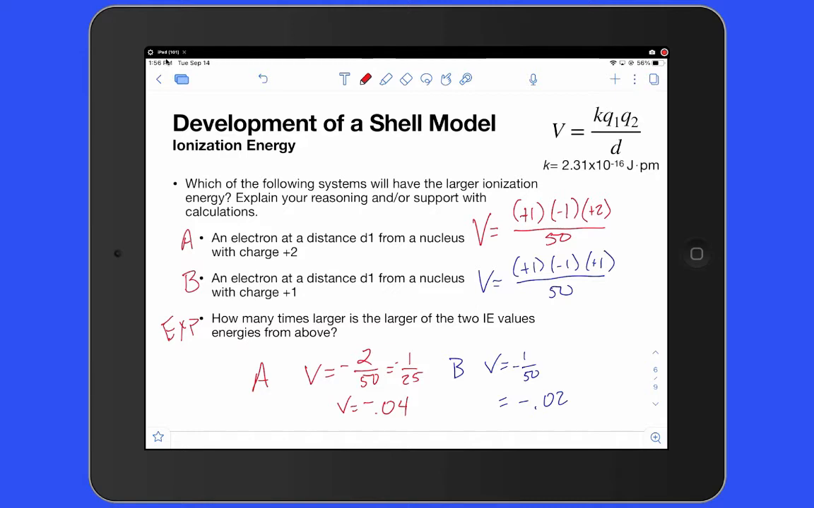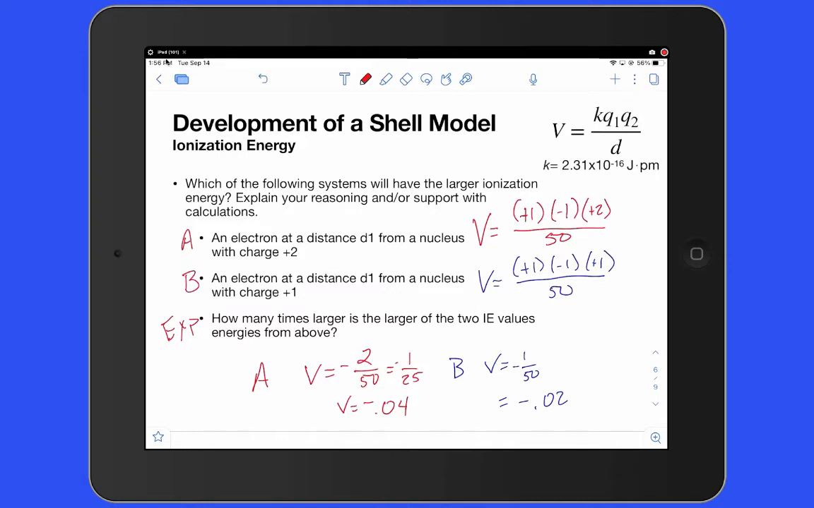Who's got questions? Didn't you say that the farther away it was, the lesser the attraction? Yes. But in both of these, the distance is 50. At least that's what Eli said. So, what is V?